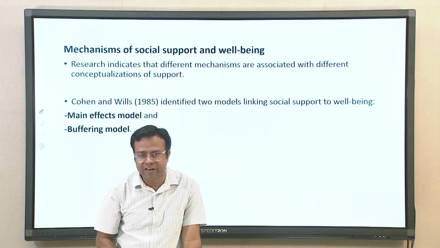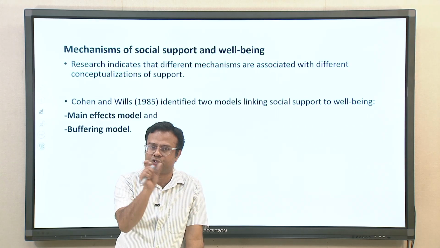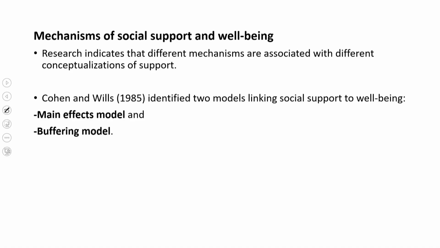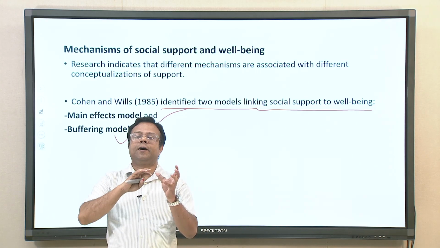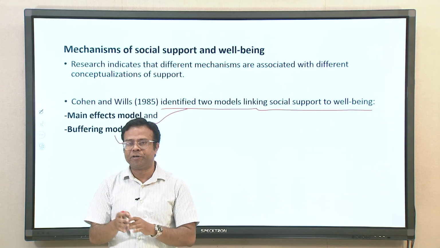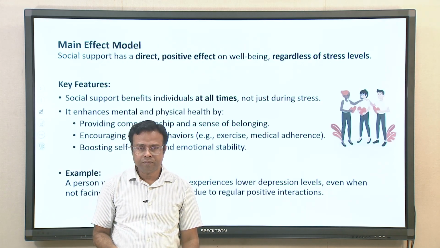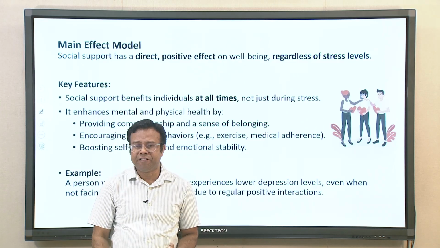So, in terms of understanding that, there are two possible hypotheses or models available. Cohen and Wills identified two models linking social support and well-being. One is called the main effects model and another is called the buffering model. These models, or hypotheses as sometimes people call them, can explain the relationship between social support and well-being. So, let us look into the main effect model.